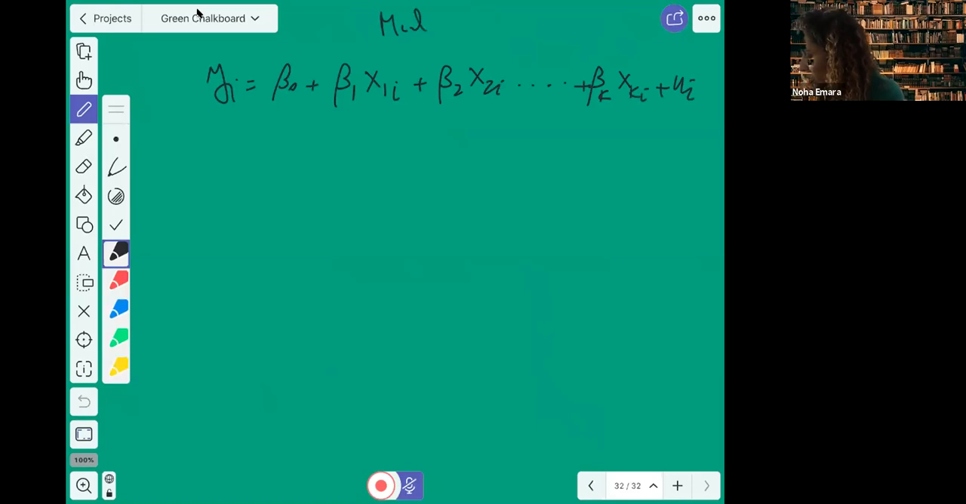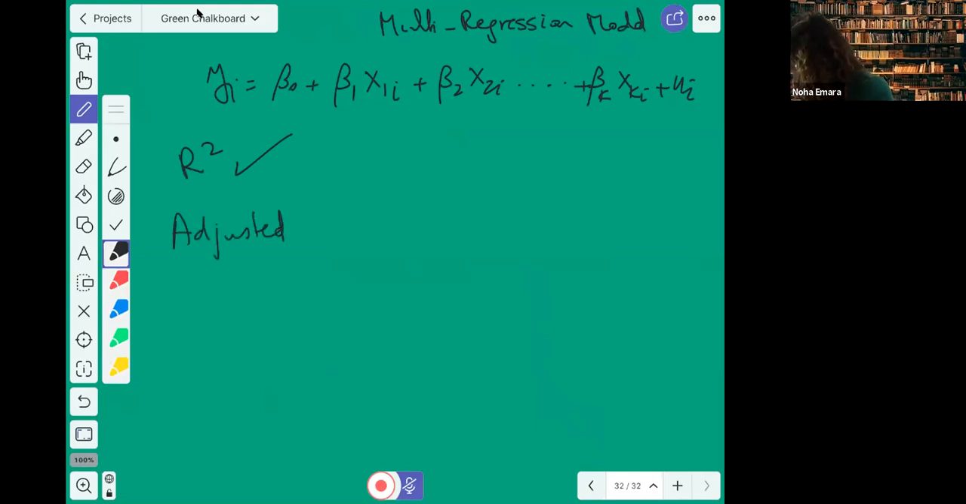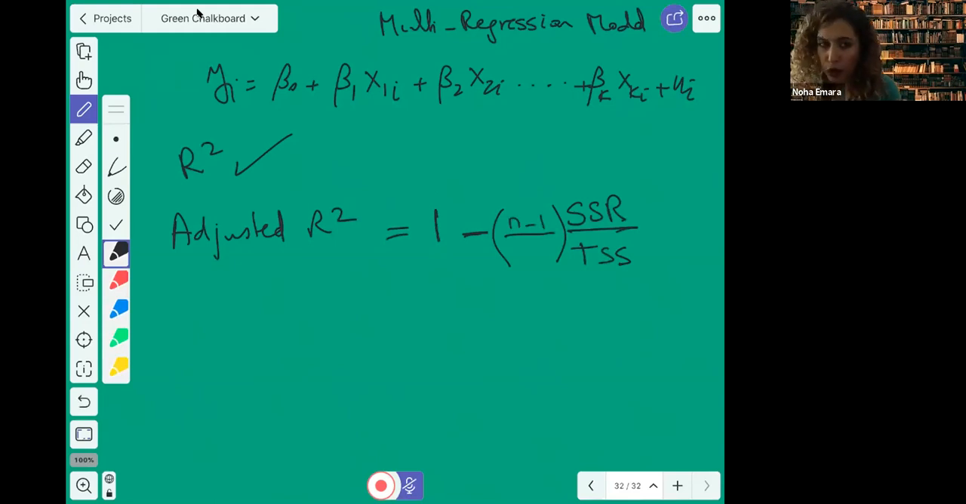Okay, when I have a multi-regression model, I'm still going to have measures of fit, but they're going to be a little bit different. The R square is the same, so there is no change in the R square, but we have an additional measure related to the R square, which is called the adjusted R square. The adjusted R square is used when I have more than one X, and as the name suggests, it does adjust for degrees of freedom. It has the same formula in the sense that it's 1 minus SSR over TSS, but it has some adjustment, and the adjustment is based on how many coefficients I'm estimating. So I have n minus 1 over n minus k minus 1.